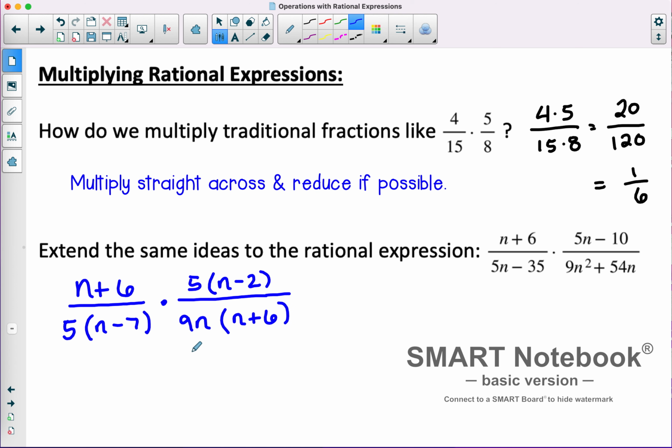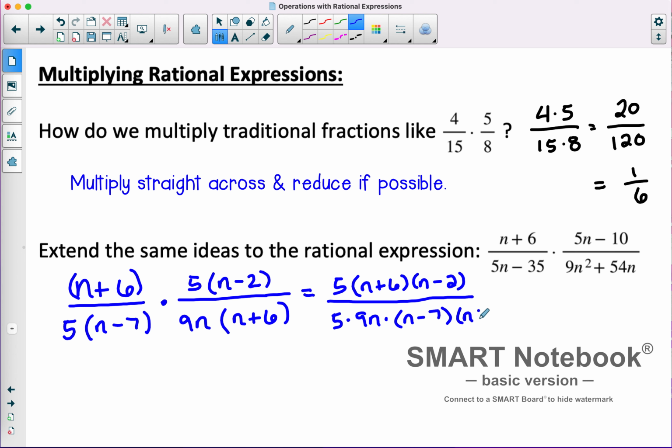As I look across this, I can multiply straight across. Because this is all factored, n plus 6 times 5 times n minus 2, I could write as 5 times n plus 6 times n minus 2 over, and then we have 5 times n minus 7 times 9n times n plus 6. And it doesn't really matter what order you're writing this because they're all multiplied. And in a minute, I'm going to show us kind of a shorter hand version of this anyway.